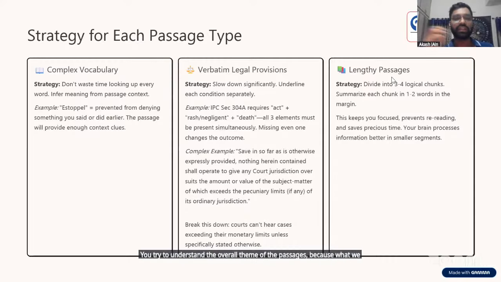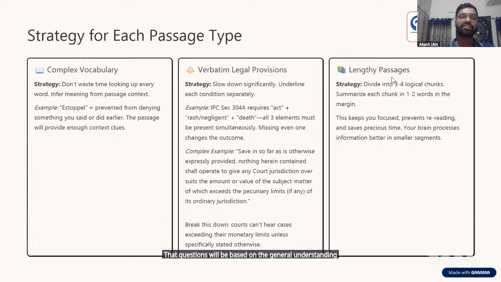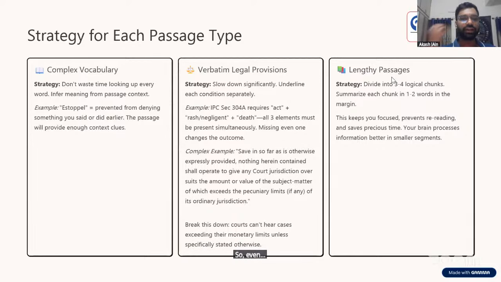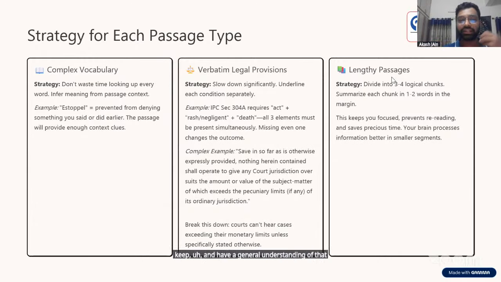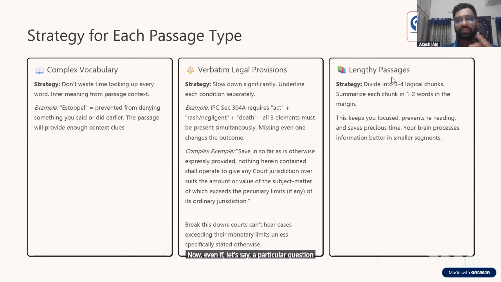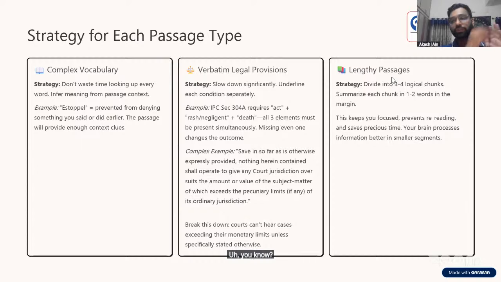Because what we have seen in the last few years in the CLAT exam is that questions will be based on the general understanding of the passage and not on the specific words which are difficult. So even if a word is difficult, there's no point in wasting time stressing out on that word. It's better that you have a general understanding of the passage, and then go to the questions. Even if a particular question is based on that particular word, in that case you may revisit that word. You may mark that word when you're reading the passage.